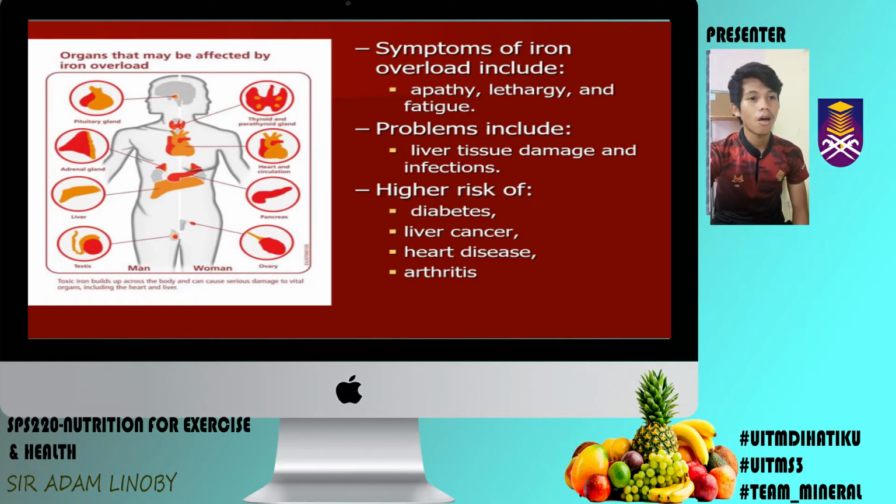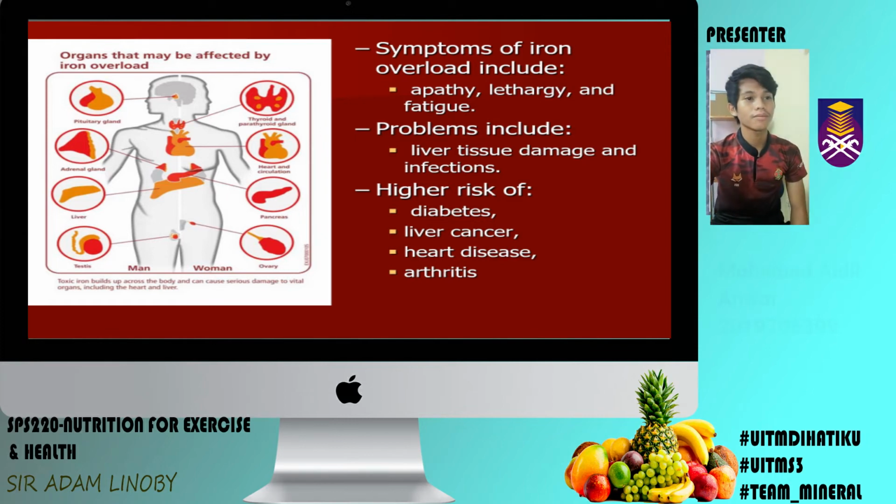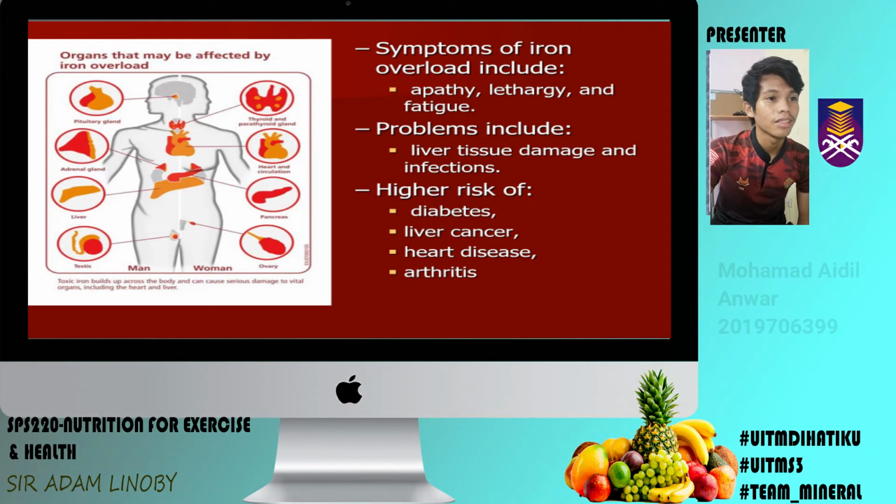Higher risk of diabetes, liver cancer, heart disease, and arthritis. So, the figure next to it shows organs that may be affected by iron overload: the pituitary gland, thyroid, and parathyroid gland, heart and circulation, ovary for female, and testes for male.